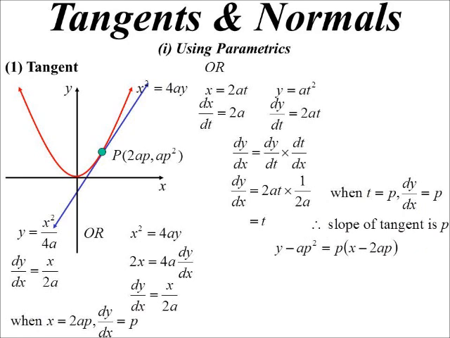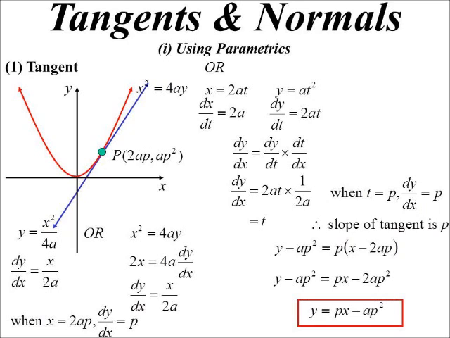Point-gradient formula. And I think I've put mine, there it is, as y equals px minus ap squared. That turns out to be the equation of our tangent.